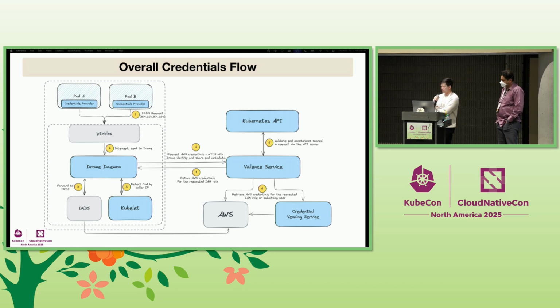Valance will confirm whether or not the request is in its cache. If an entry is present, it'll just return that back to the user. Otherwise, it'll query the Kubernetes control plane. And depending on the annotations on the pod, Valance will fetch credentials from AWS directly or through the credential vending service.